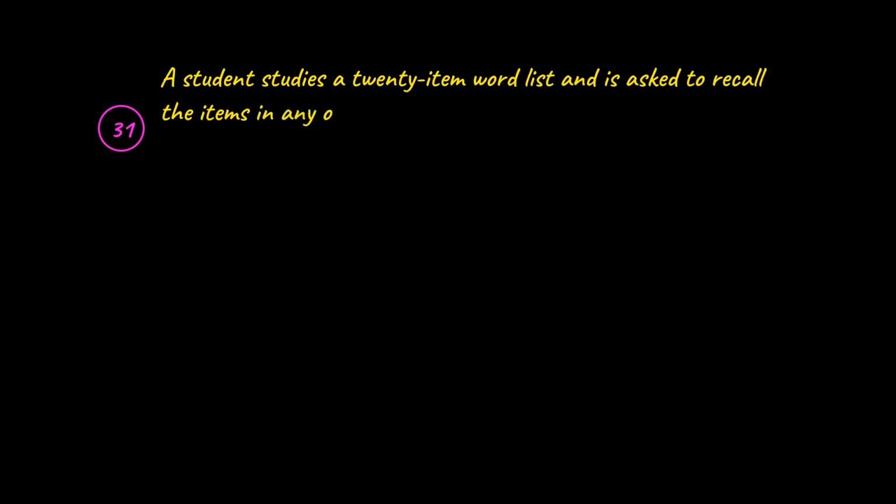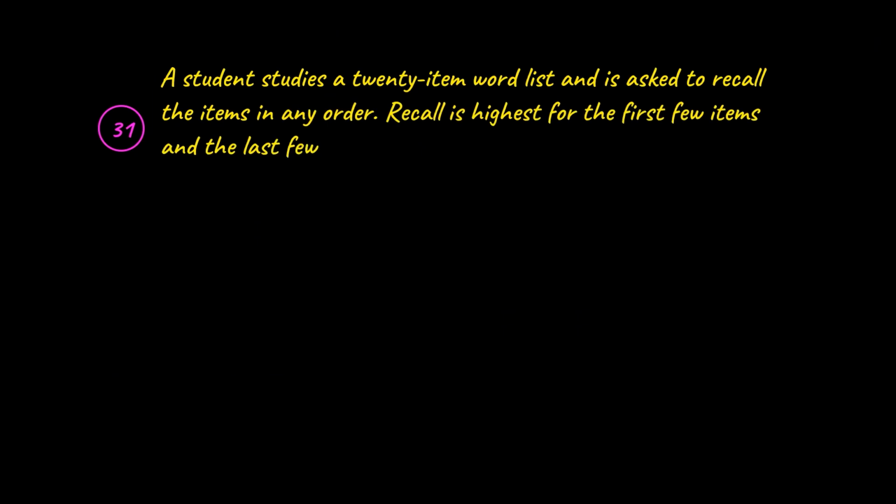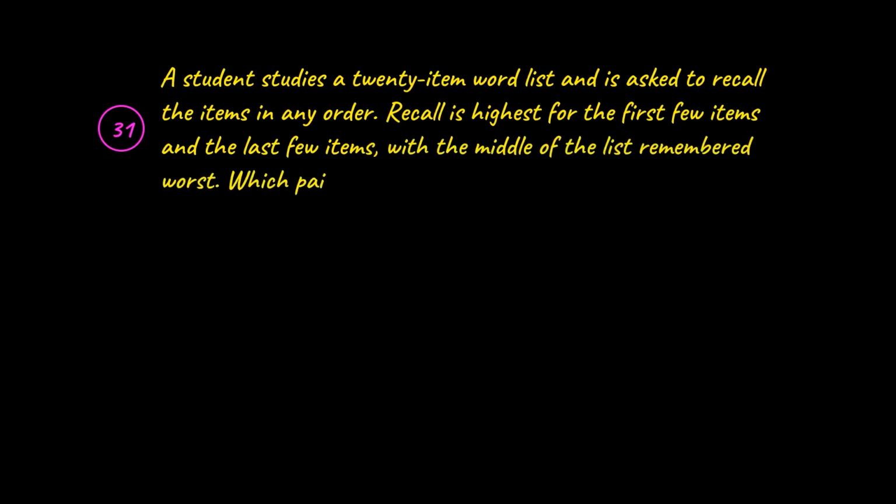Question 31. A student studies a 20-item word list and is asked to recall the items in any order. Recall is highest for the first few items and the last few items, with the middle of the list remembered worst. Which pair of effects is the student showing?